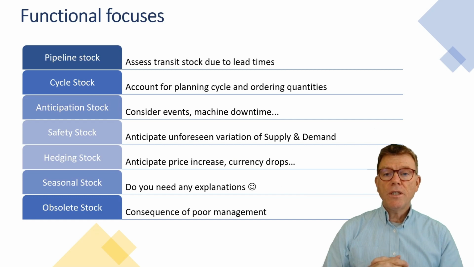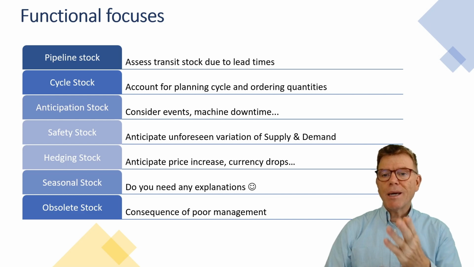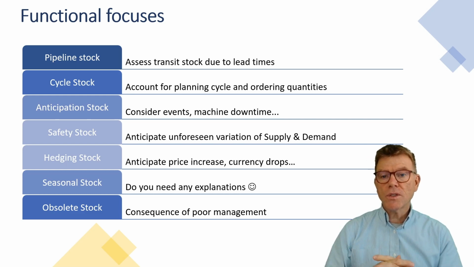In inventory, it's not only safety stock, there are several focuses like shown here, and this inventory module allows you to better assess, for instance, pipeline stocks, cycle stocks, where you have a planning cycle, for instance, every week you plan, therefore cycle stock is impacted. Anticipation stocks, whenever you have any machine breakdown or whatever events you want to control.